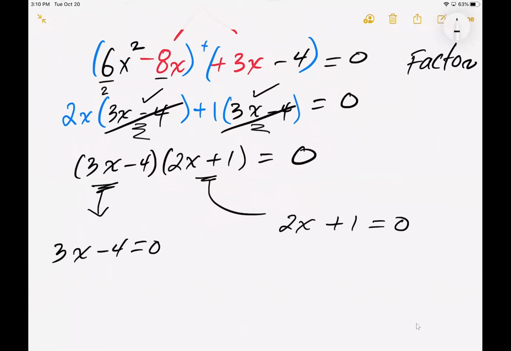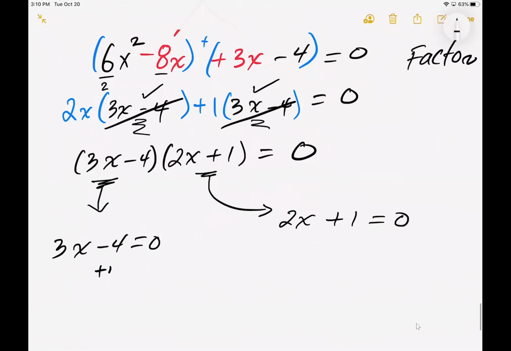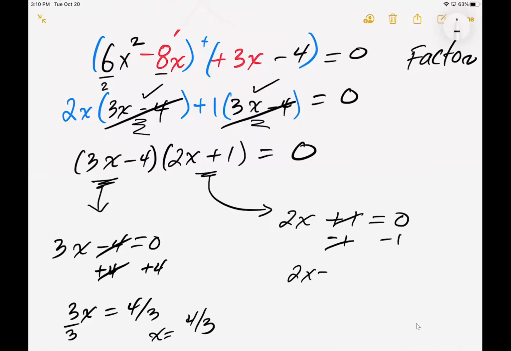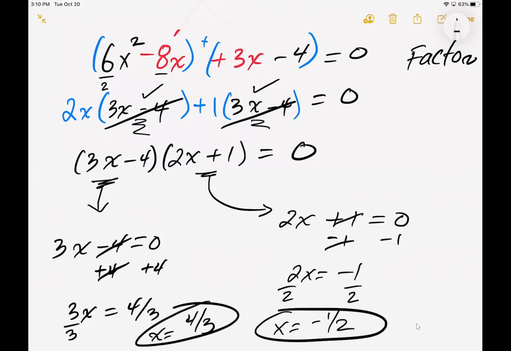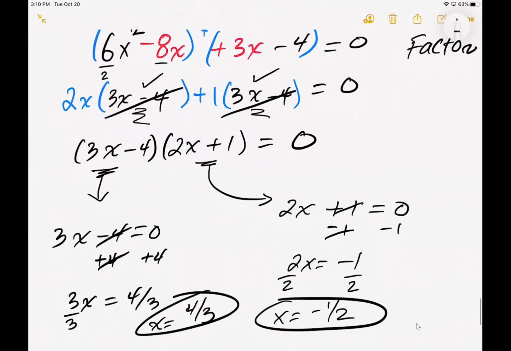you take whatever is in your parentheses, and you set it equal to 0. That is all that you do. And then I need to add 4. And if I add 4, I have 3x equal to 4. How do I get rid of the 3? I divide it by 3. Therefore, x equals 4/3. And again, I need to subtract 1. Therefore, my answer is -1/2. So those are your two answers. One of them is 4/3. The other one is -1/2.